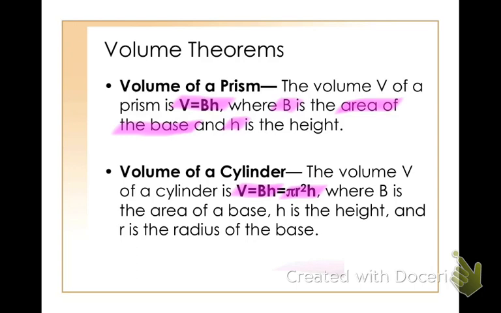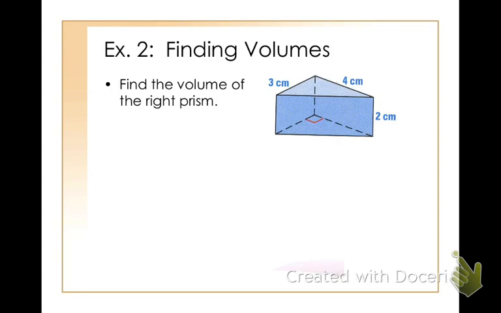So the formula will just change based on the area of the base. And then of course in a cylinder you would also have to know the radius. So we're going to try out a few examples. If we have this triangular prism, note we said that the base would be the triangular faces, and we also know that the area of a base in this case will be using the formula for a triangle.